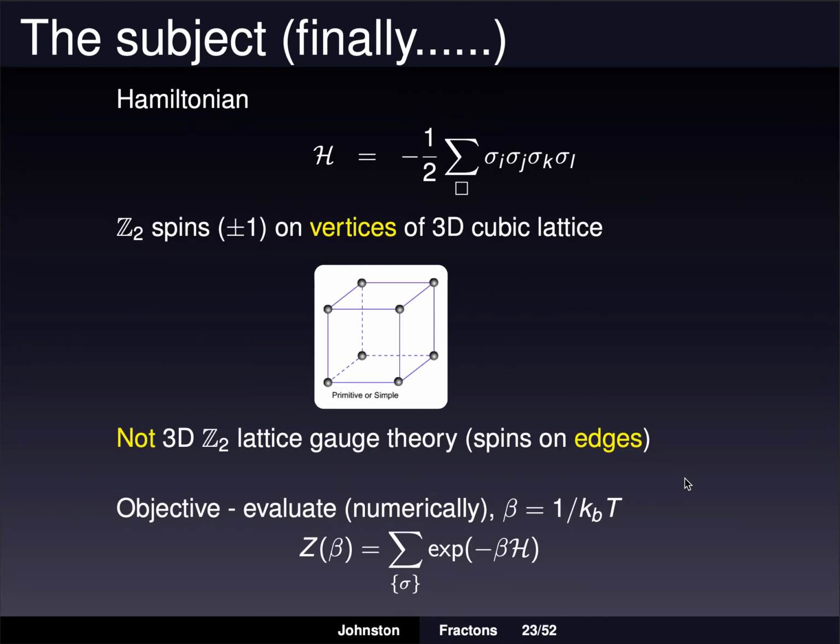So, we've finally arrived at the subject of the talk halfway through. We've got a lattice Hamiltonian, a spin model with plus and minus 1 spins, which live on the vertices of a three-dimensional cubic lattice. We've remarked at the start, many hours ago, that this isn't three-dimensional Z2 lattice gauge theory, where the spins live on the edges. What we want to do with this model is investigate it, see if there are any interesting phase transitions, and see what the behaviour of the model is.